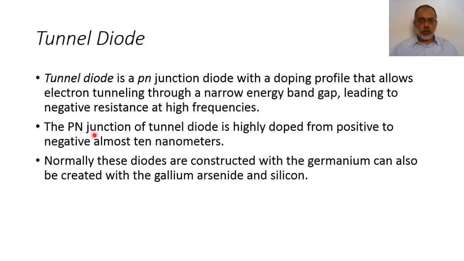The PN junction of the tunnel diode is highly doped. So the main characteristic of tunnel diodes is that they are highly doped junctions, from P+ to N+, and they have a very small depletion region, around a few nanometers. Normally these diodes are constructed with germanium, and they can also be created with gallium arsenide or silicon.